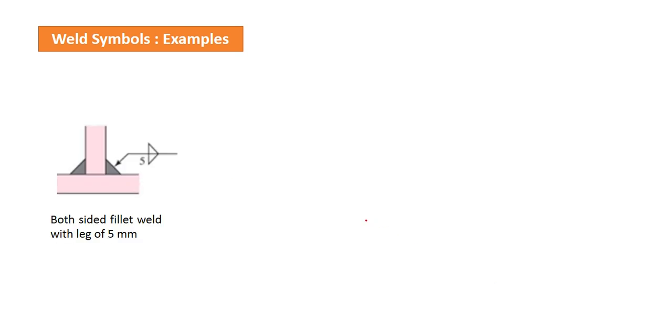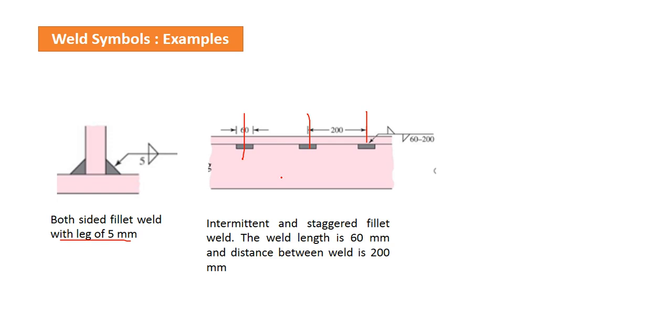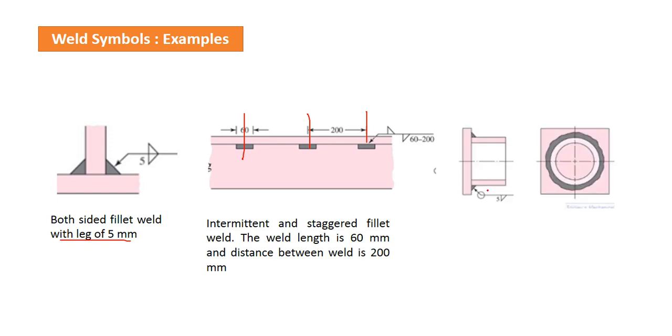These are the examples that we have taken. If 5 is there, it means both-side fillet, because the triangles are on both sides, with a weld leg of 5 mm. This is intermittent: 60 200 means 60 is the length of weld and 200 is the pitch between two consecutive welds. This is how it is defined. Intermittent staggered fillet. Then we have another symbol, the circle. It means the weld is all around.